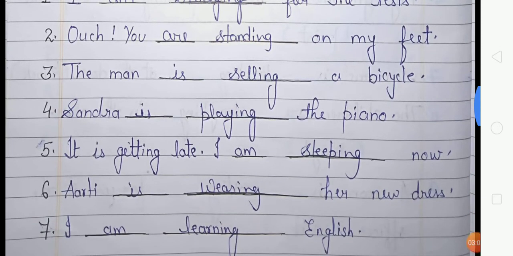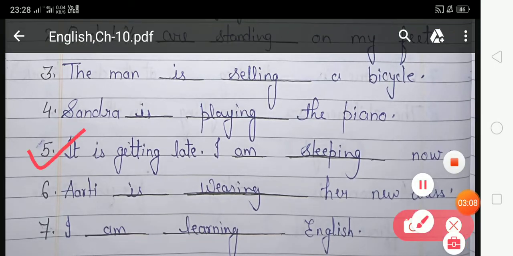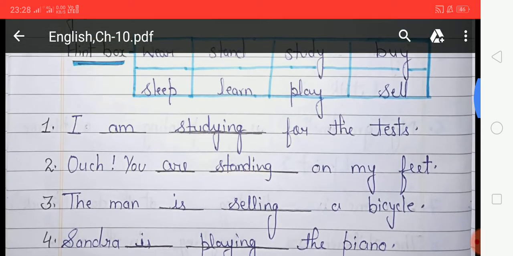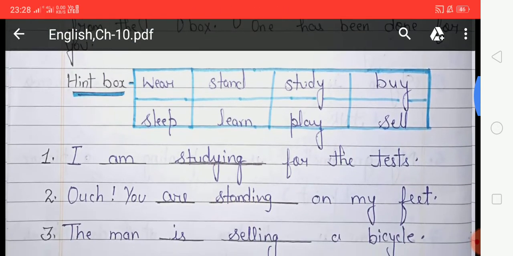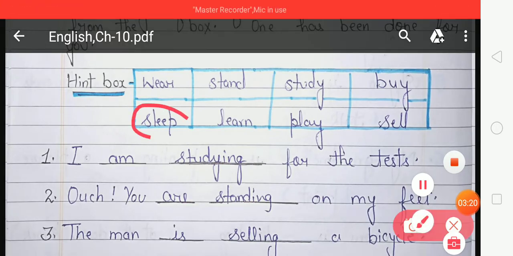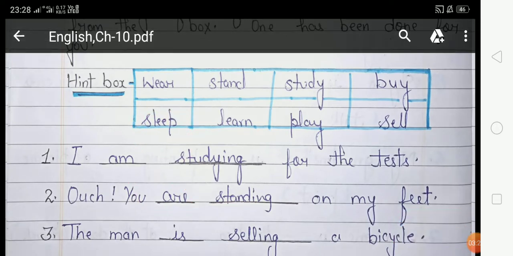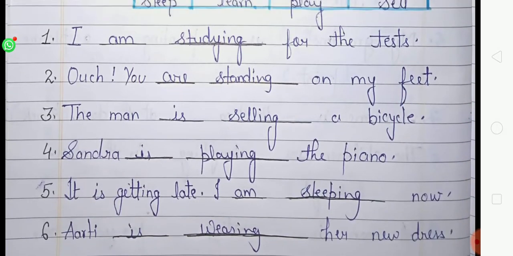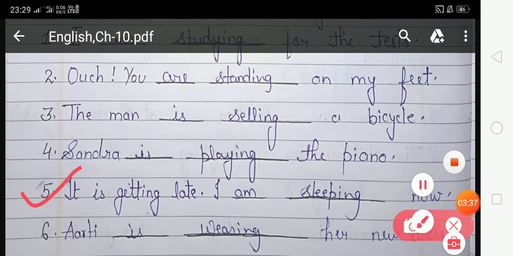Now look at fifth number. It is getting late, I dash now. So student, what is the suitable word that you have to fill at this blank space in number 5? Sleep. So first of all you have to select sleep from this box and write it at 5th number, and with I you always use am. So the sentence will become it is getting late and I am sleeping now.